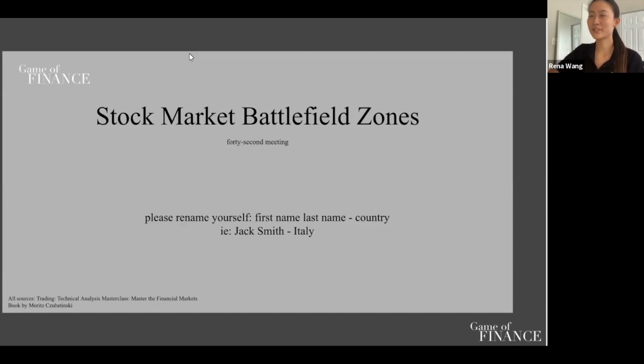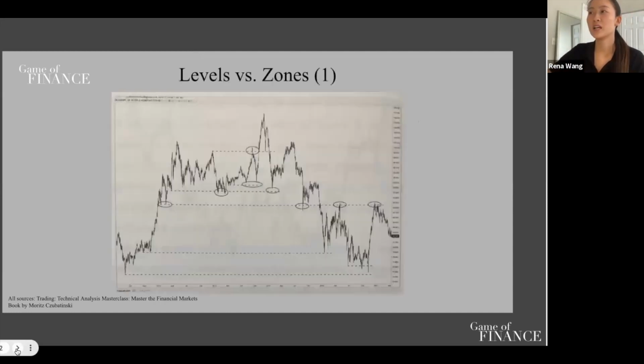Battlefield zones. So mainly we're going to talk about zones. Levels versus zones. You guys have all heard of price levels before, right? Like the current price of what it is.